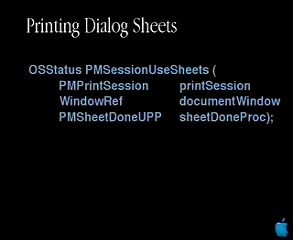Now I'd like to talk about the printing dialog, getting the printing dialog to show up as sheets. Basically, we have two new APIs that we're asking developers to use. The first one is PMSessionUseSheets. Basically, three parameters: the first one is the session, which I talked about. Second one is the document window, the window that you want the sheet to appear attached to. So basically it's your document window.